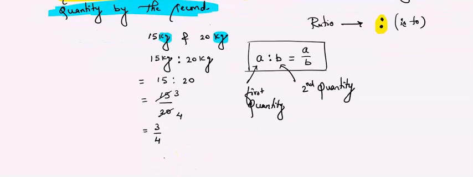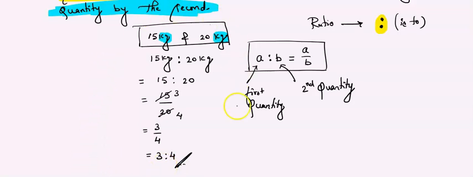So 3 by 4, finally you have to write in the form of ratio. So we have converted this 15 kg and 20 kg. The ratio between 15 kg and 20 kg is 3 is to 4. So this is how we are going to solve the problems.